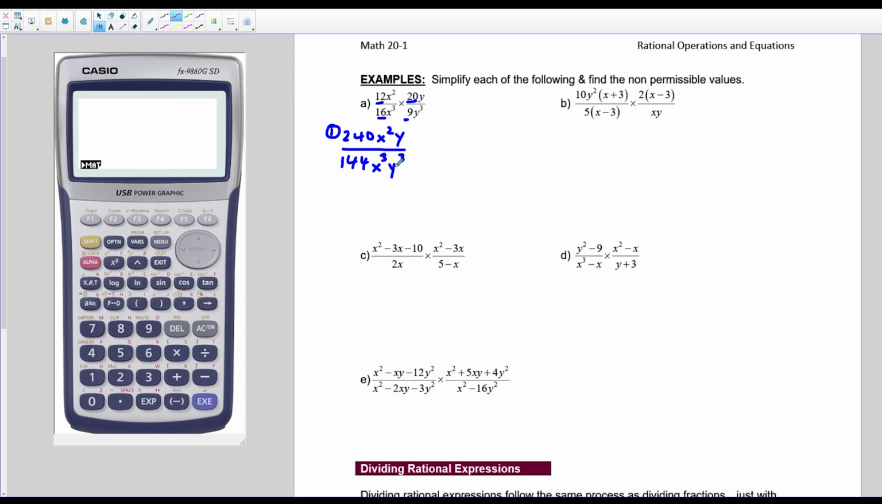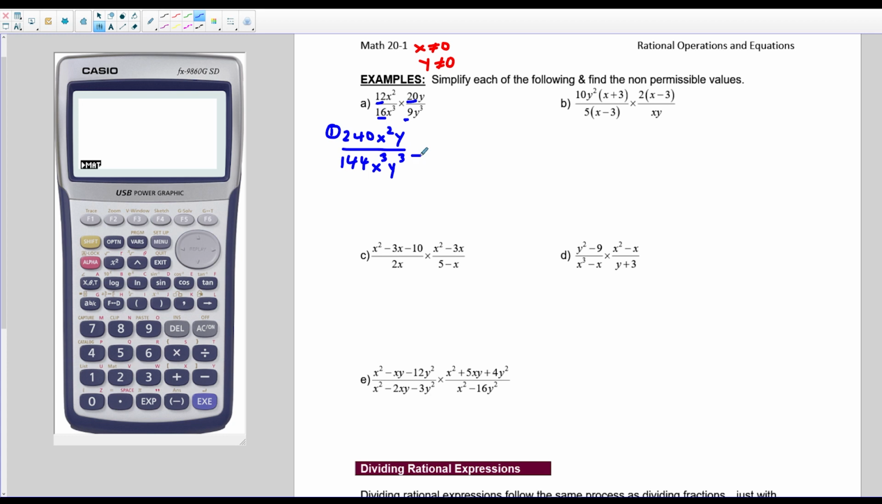So before we go any further, let's go and identify our NPVs. So really, since we have a monomial on the bottom, we're just looking at our two variables. So typically we just have x cannot equal to 0. If I put an x in the bottom, it makes the whole thing equal to 0. And y also cannot equal to 0.